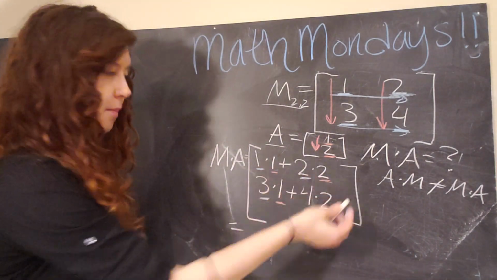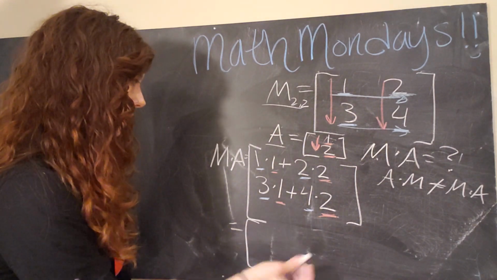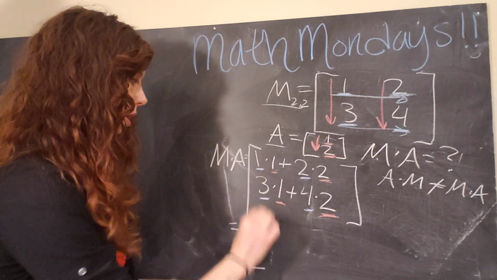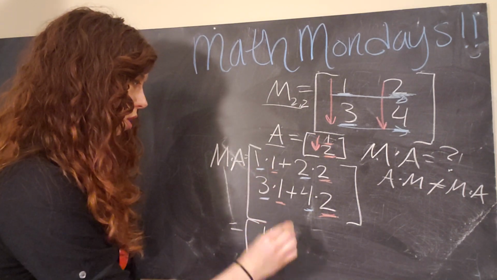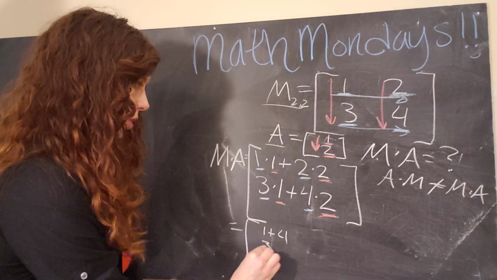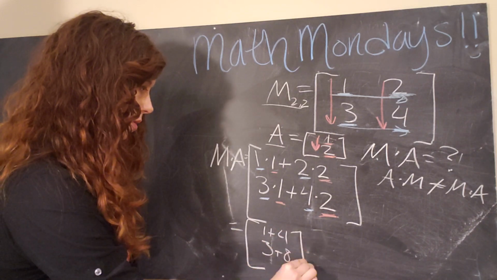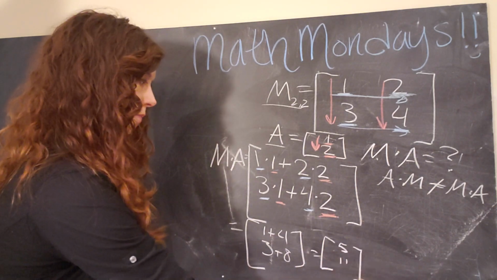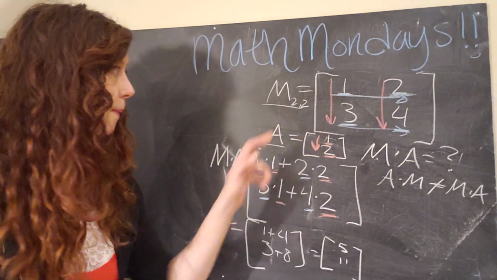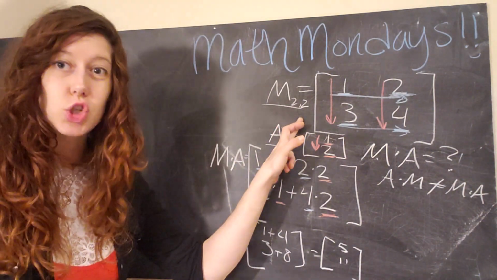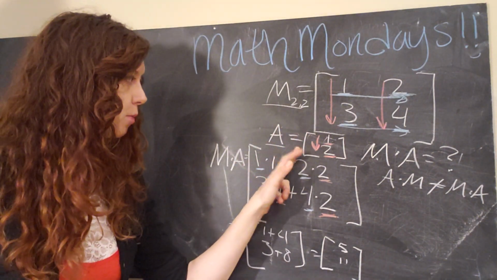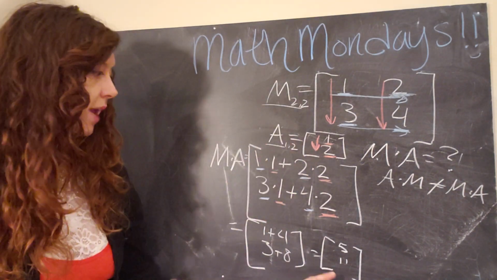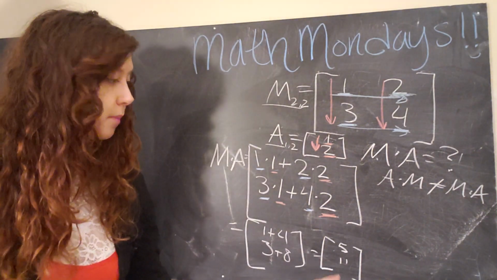And then we would just solve it by doing these calculations, and what that looks like is 1 times 1 plus 2 times 2, so that's just going to be 1 plus 4 and 3 plus 8, and that is 5 and 11. So this is really interesting because we started with a 2 by 2 matrix, multiplied it with a 1 by 2 matrix, and we got a 1 by 2 matrix.